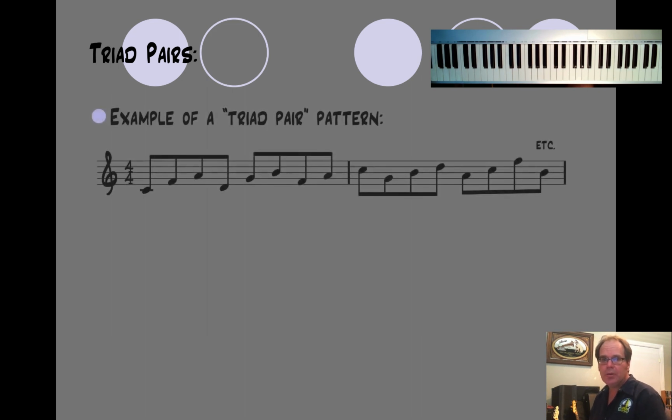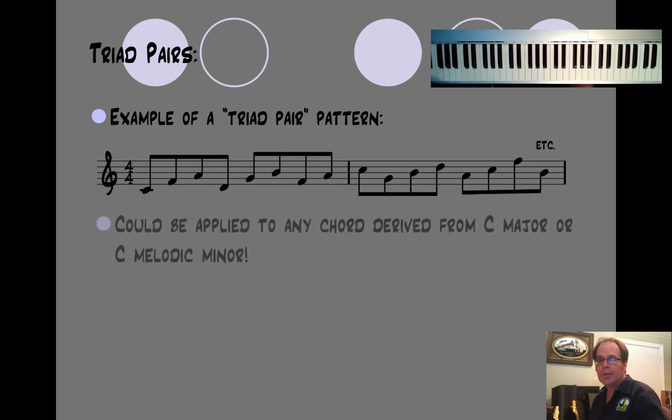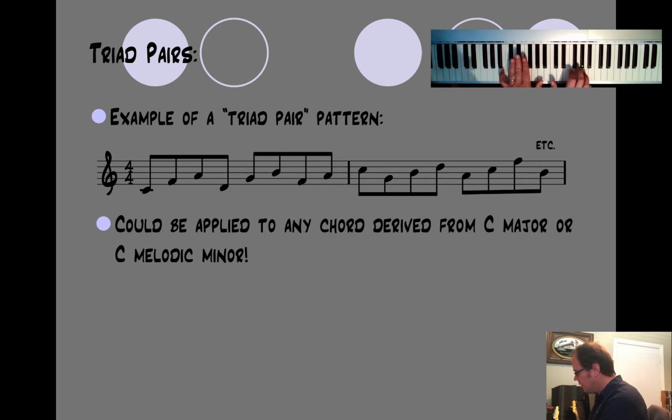So here's a simple triad pair pattern. I'm just going from the triad off the 4 to the 5 and alternating them, something like this. Etc. Right? So that could be cool. That's kind of a neat pattern. Any chord derived from C major or C melodic minor, right? So, here, let's just get to the meat. There's an altered chord. That fits really, really nicely over that altered chord.